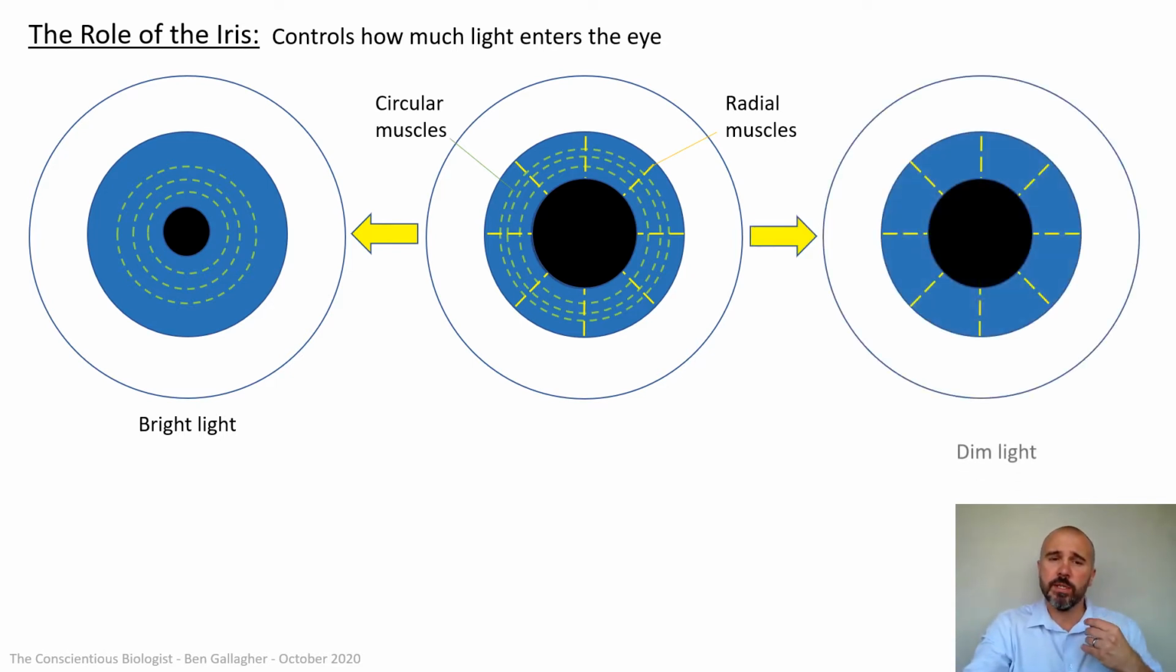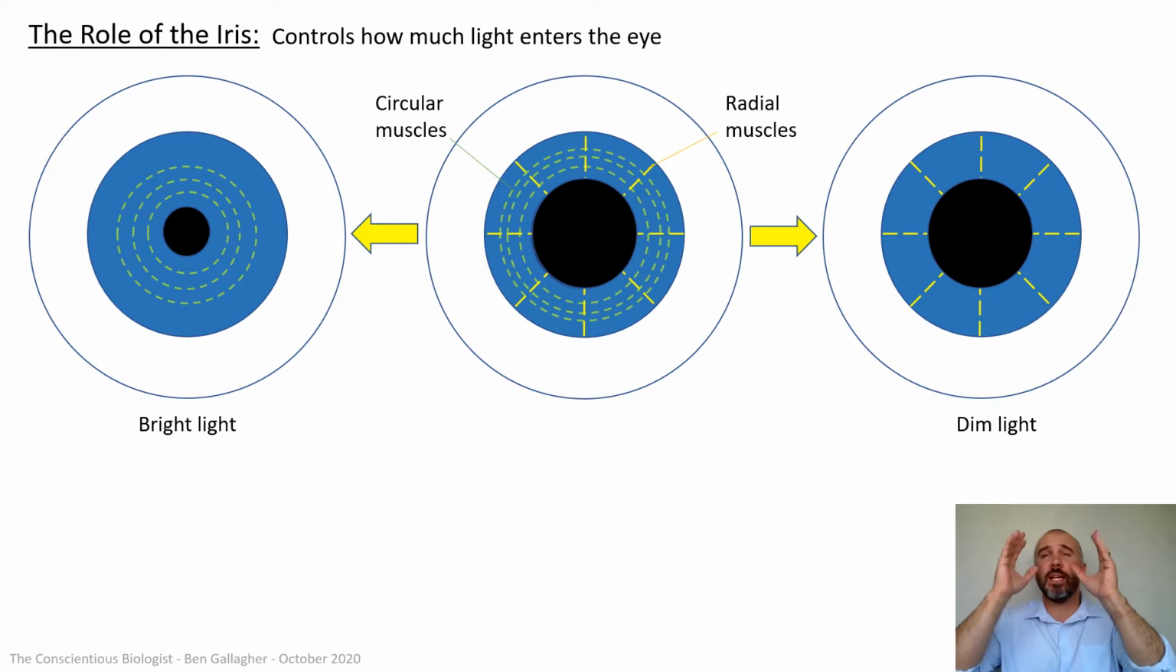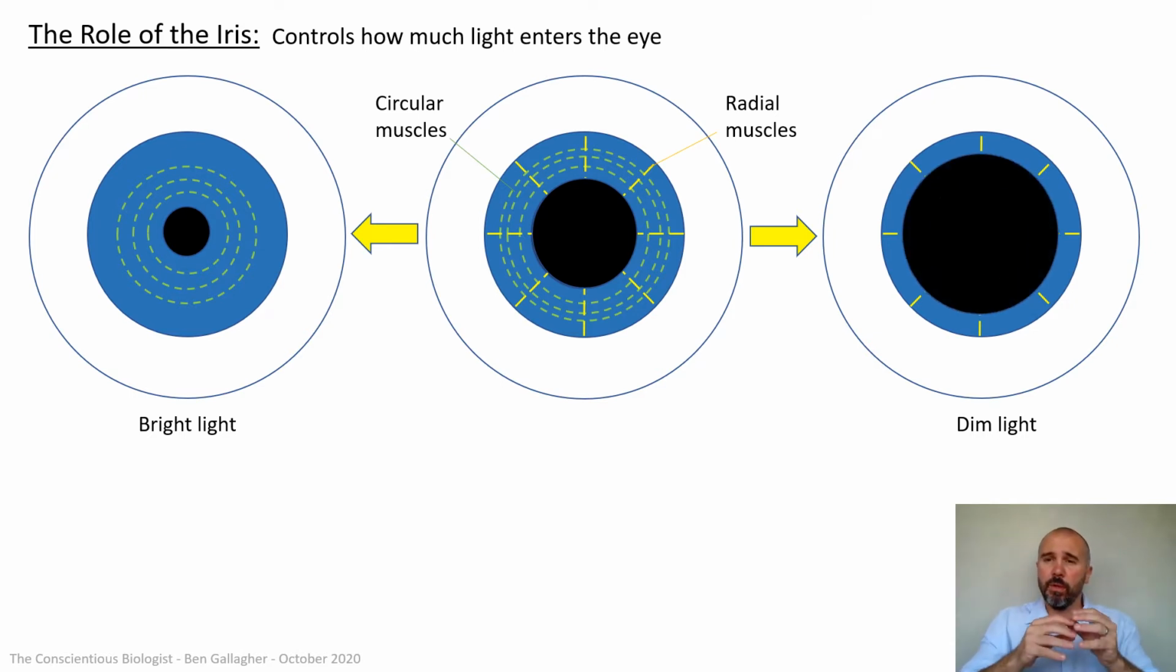So when you go into dim light, those radial muscles can all pull in, and look at how that will affect it on here. If they pull in, they will pull the pupil open. They'll shrink the iris. So you've got all three, kind of normal in the middle, you've got dim light above me, you've got bright light over there.